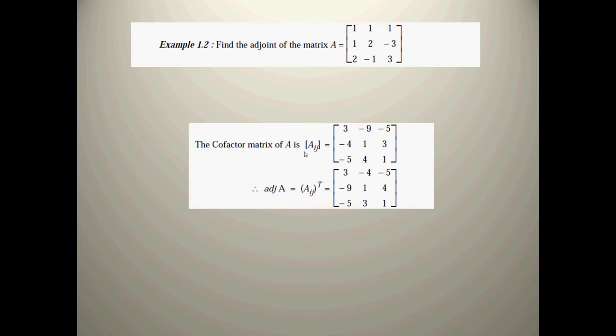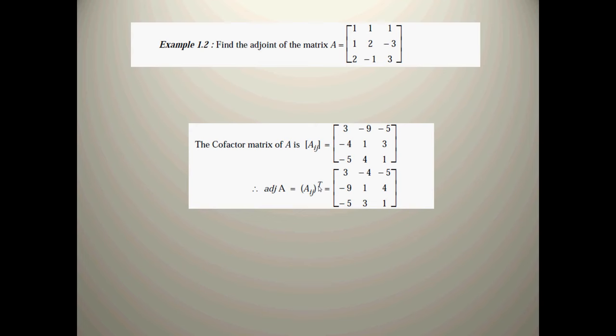And now this example is the question I am just repeating here, and then you see the remaining ones. The cofactor matrix of A is 3 minus 1 minus 5, minus 4 1 3, minus 5 4 1. That is, you collect all the cofactors and you will form this matrix. The elements are replaced by their corresponding cofactors, and then you can see that the cofactor matrix is written with a bracket like this. There's a bracket here, there's a bracket here.